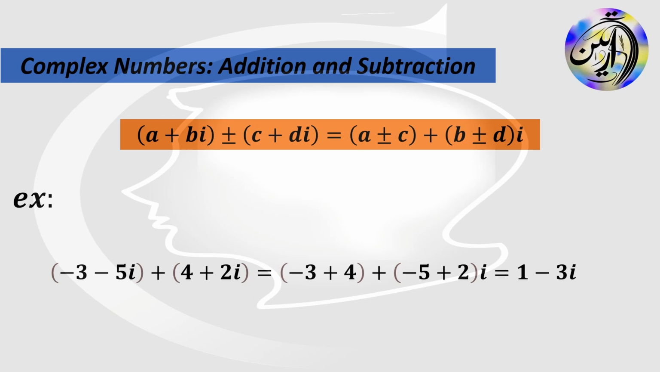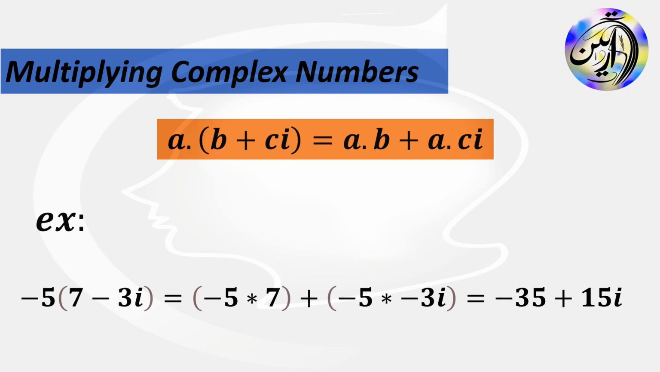Multiplying. Let's multiply -5 times 7 minus 3i. Multiply every term. You get -35 plus 15i. Easy! Now here is where students usually panic.